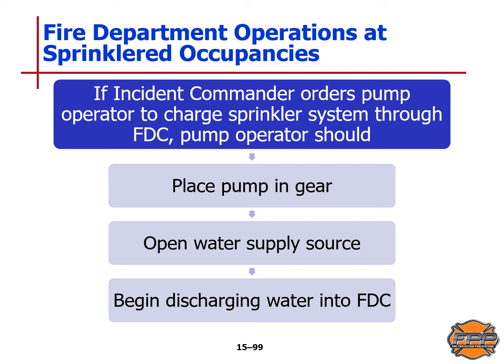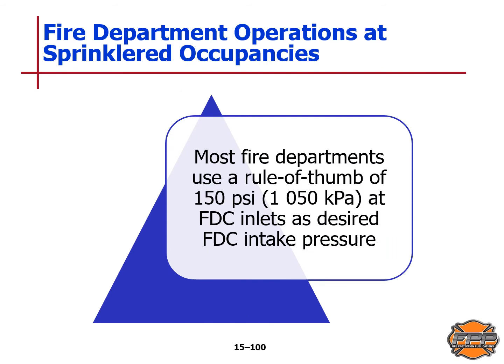If the incident commander orders the pump operator to charge the sprinkler system through the fire department connection, the pump operator should place the pump in gear, open the water supply source, and begin discharging water into the fire department connection. Most fire departments use a rule of thumb of 150 psi or 1,050 kilopascals at FDC inlets as the desired FDC intake pressure.